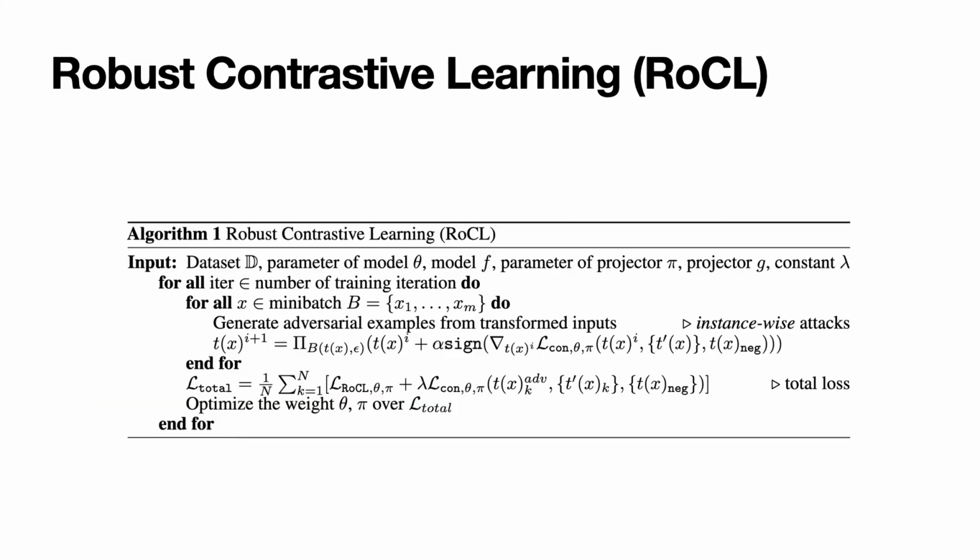Function B is the L infinity ball around x with radius epsilon, and pi is the projection function for the norm. Alpha is the step size of the attacks, and sign returns the sign of the vector. In the instance-wise attack iteration, the adversarial example that maximizes the contrastive loss is generated, and the model's weights are updated for minimizing the total loss.